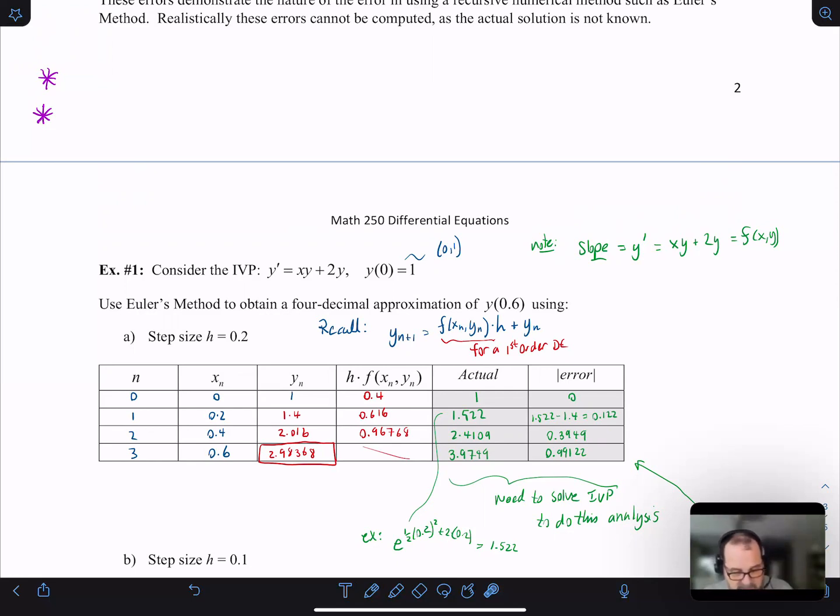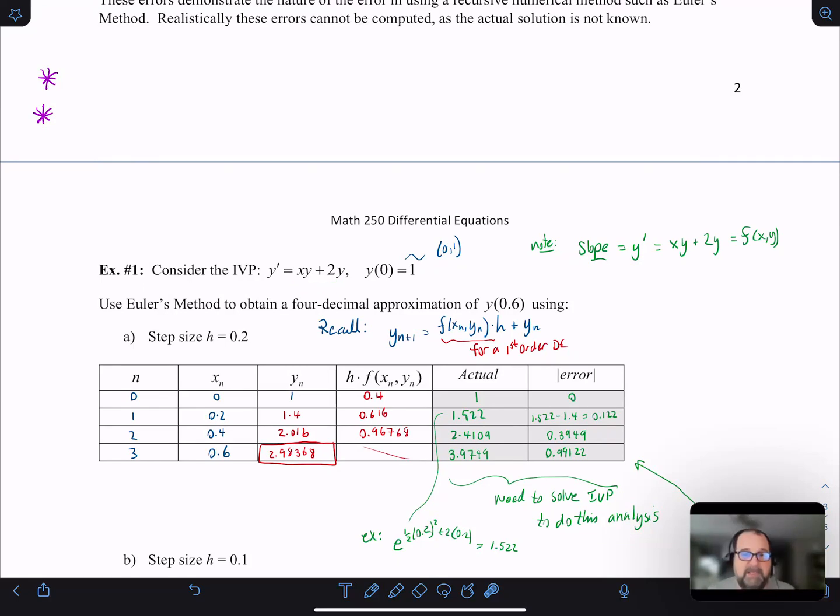We're going to consider the initial value problem, y prime equals xy plus 2y, and our initial condition is y of 0 equals 1, i.e. our initial condition point is at (0, 1). So we are to use Euler's method to obtain a 4-decimal approximation of y of 0.6. So we are trying to evaluate the output of the function that passes through this initial condition point. We are trying to evaluate it at x equals 0.6, and Euler's method will allow us to get an approximation of this.